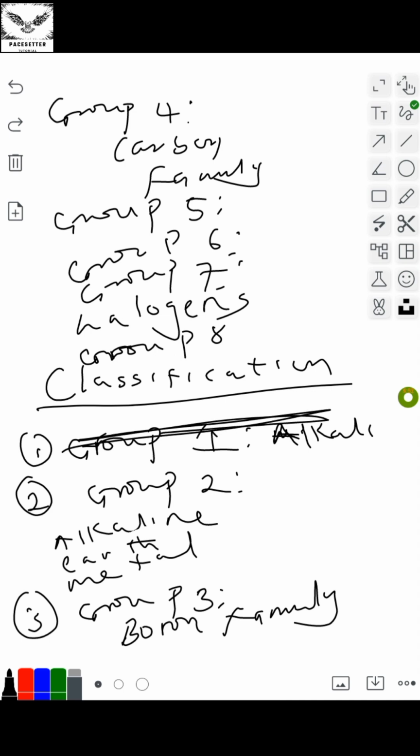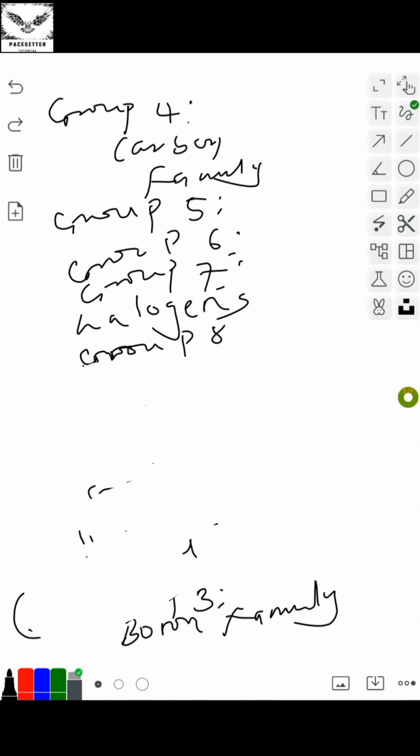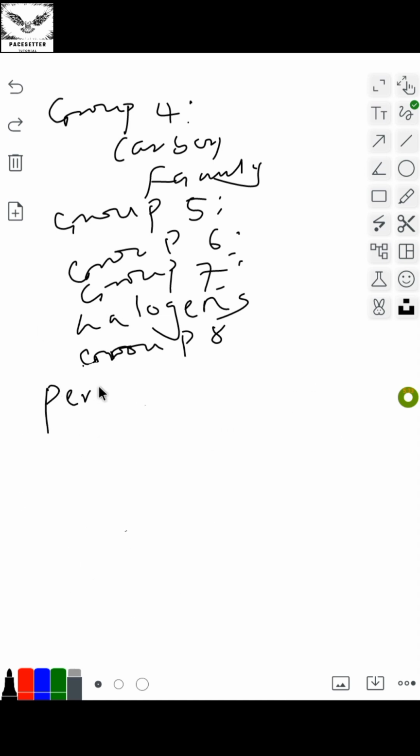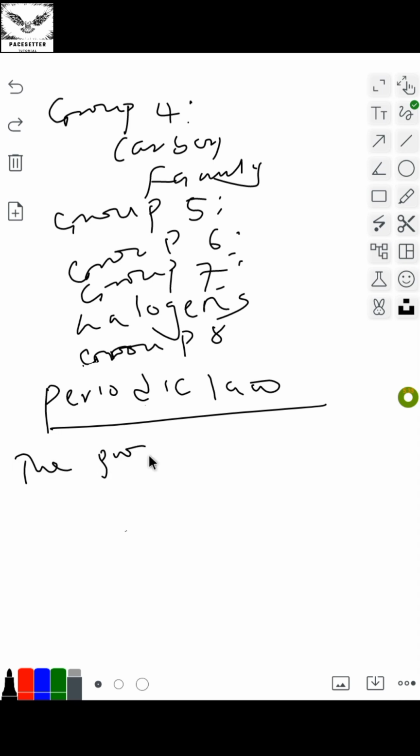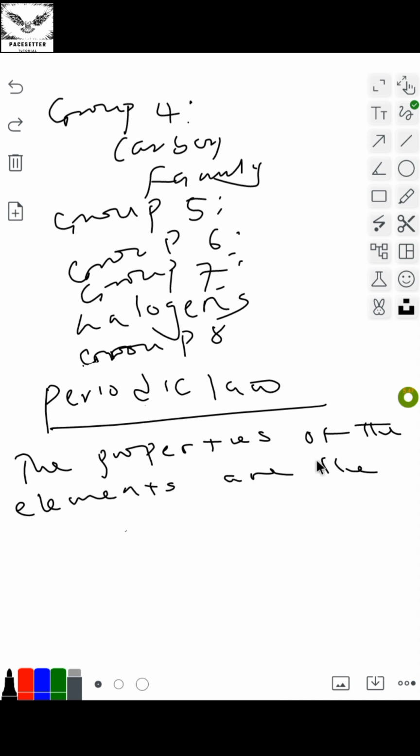Now, periodic law actually refers to the properties of the elements. It is said that the properties of the elements are the periodic function of the atomic number.